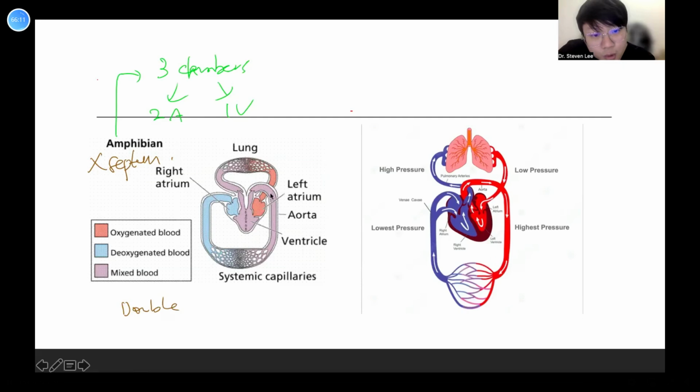So this one, do you think it's only going to the lung? Kalau for amphibian, dia ada berapa respiratory surface? We study in chapter 8. How many respiratory surface? They have 2. Lung and also the skin. Am I right? So what circulation do we call this? Very good. It's called pulmocutaneous circulation.